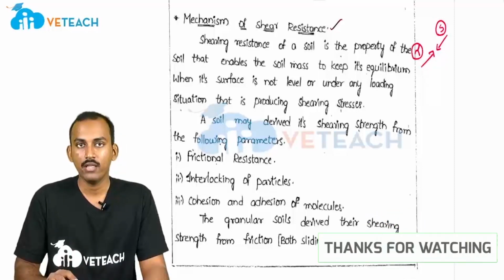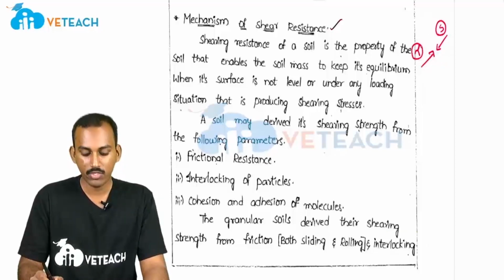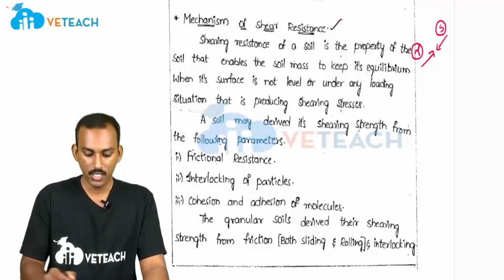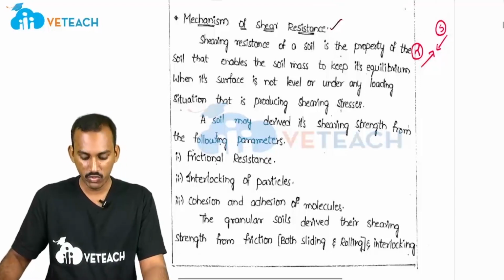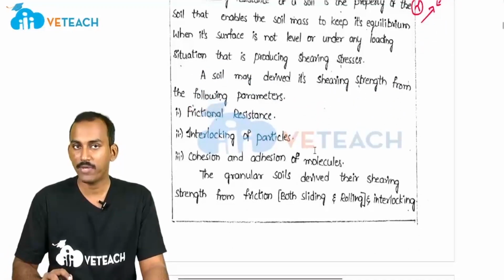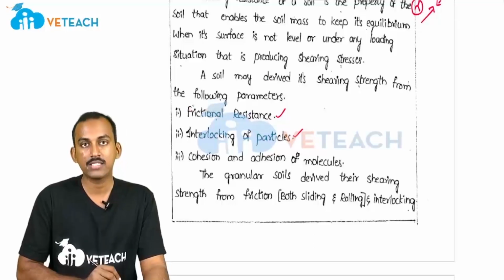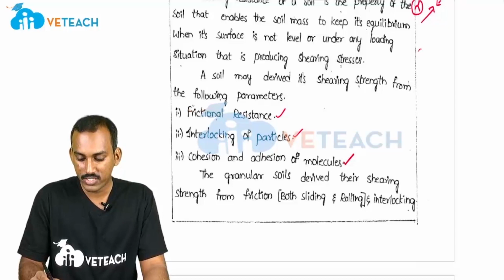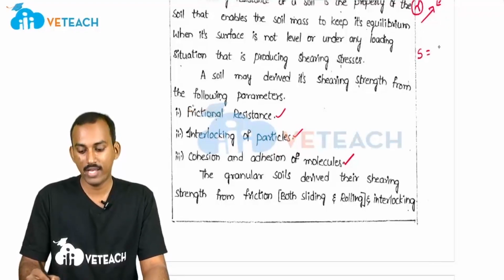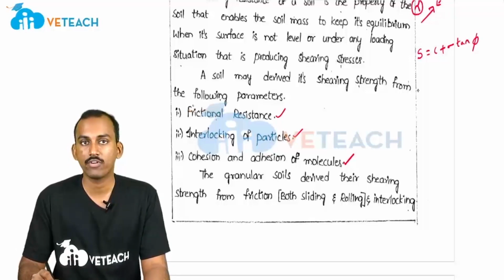So in order to maintain the equilibrium condition, the shear stress will be equal to the shear strength. Okay, so the same point is given here, and that shear strength is derived from three parameters, that is frictional resistance, interlocking of the particles, and cohesion and adhesion of the molecules. The shear strength equation according to Coulomb's law is given as C plus sigma tan phi. This is the Mohr-Coulomb equation for the shear strength.